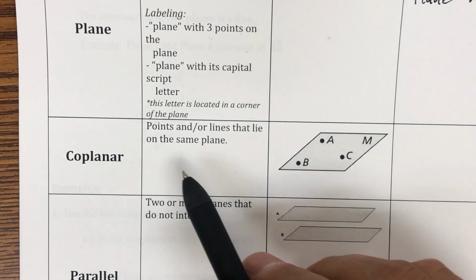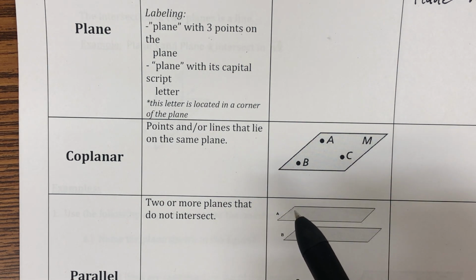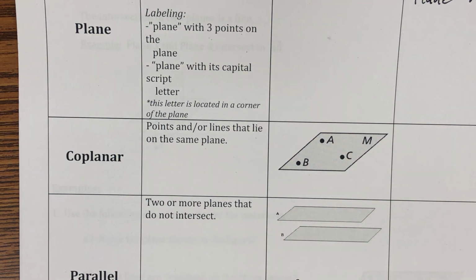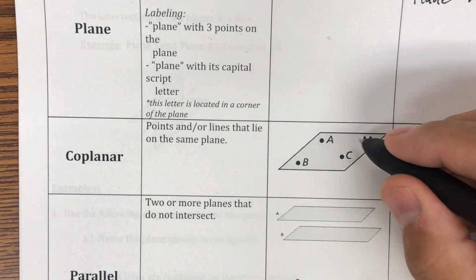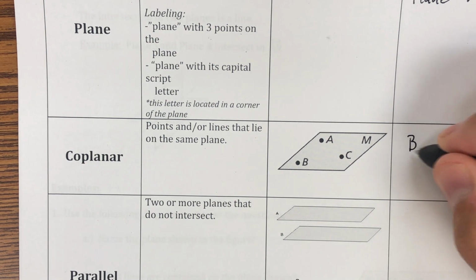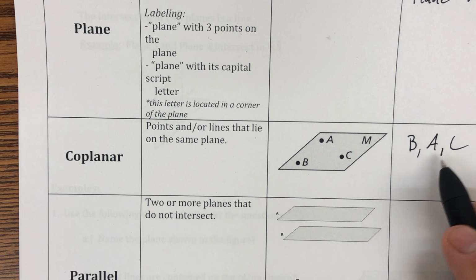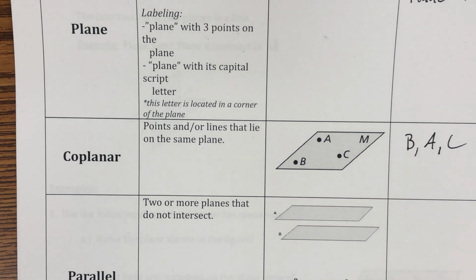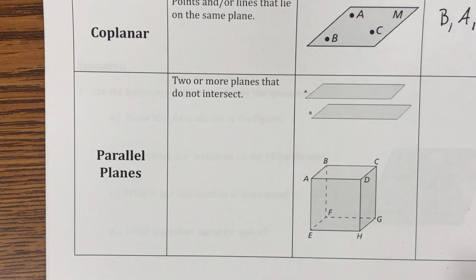Coplanar, very similar to collinear. Coplanar are any points that are on the same plane. Now, one key thing here is through any 3 points, there could exist a plane. So in this case, points B, A, and C are coplanar. M is not a point because there is not a dot next to it. So B, A, and C, those 3 points with a comma, because now I'm talking about points, those points are coplanar.